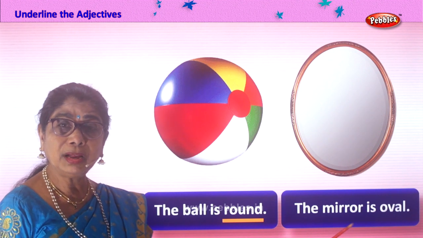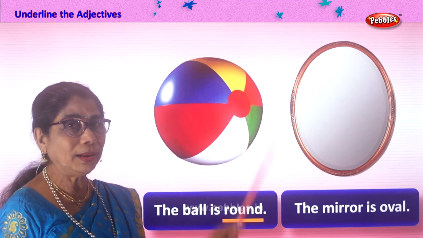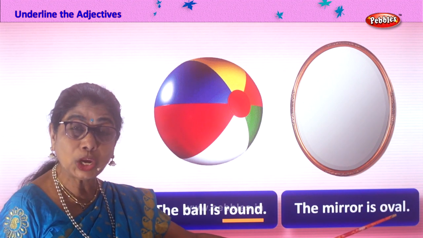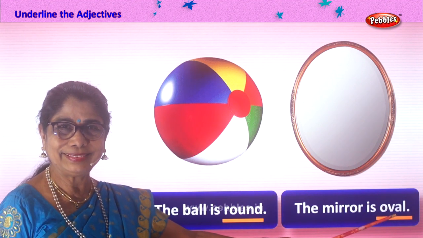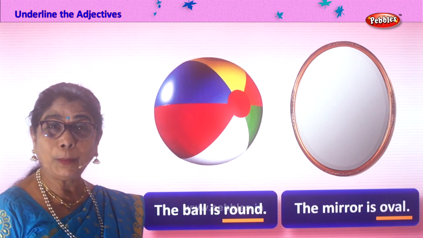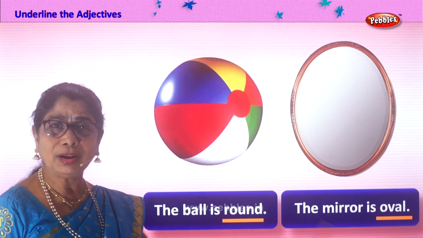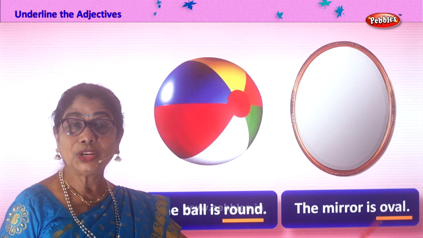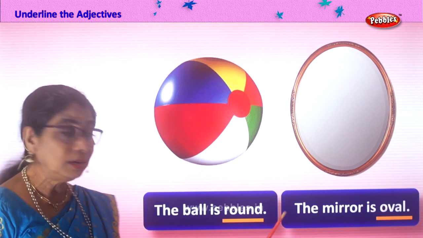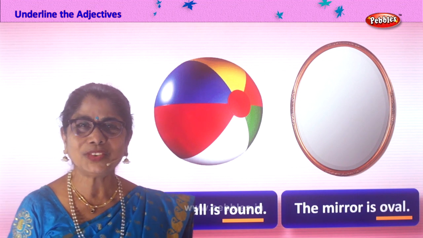Next, look at this mirror. The mirror is oval. What's the shape of the mirror? Oval. The shape of the mirror is oval, so we underline the word oval. The ball is round, the mirror is oval, opposite of round, oval. You learn to read, you learn to identify descriptive words, you also learn the opposite. The descriptive words are opposite. Did you enjoy the exercise, children? Good.